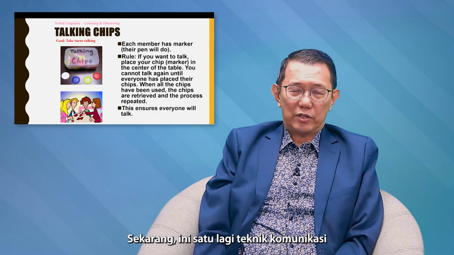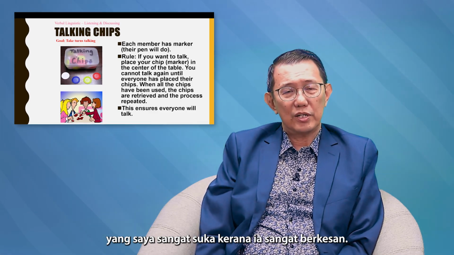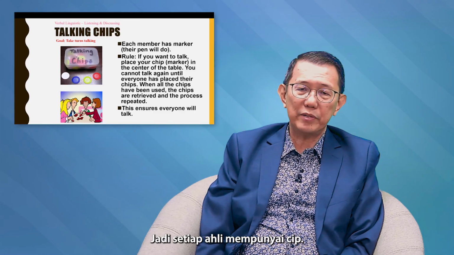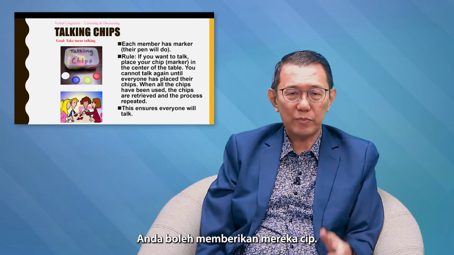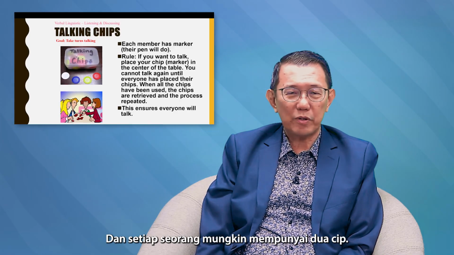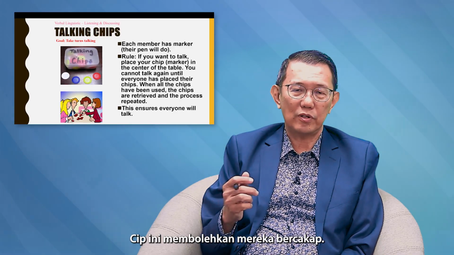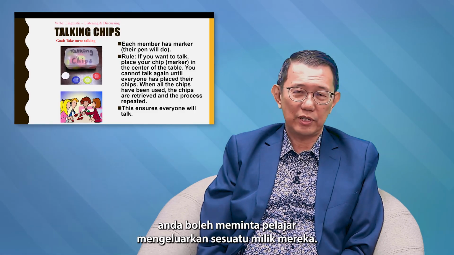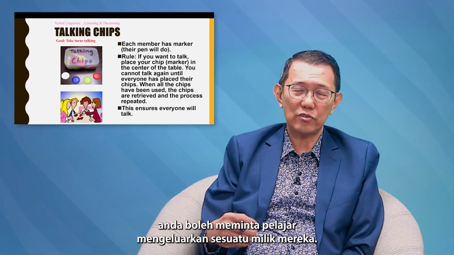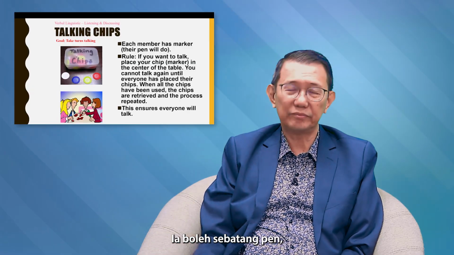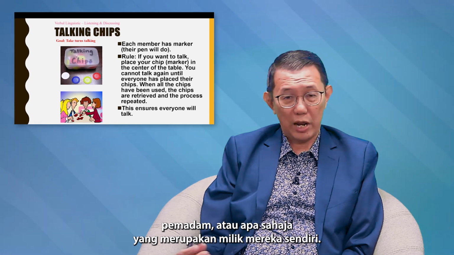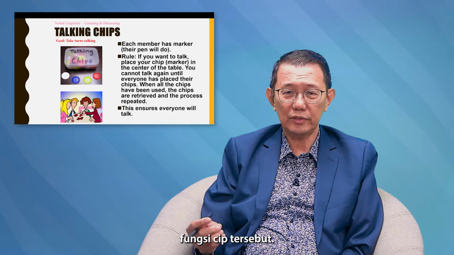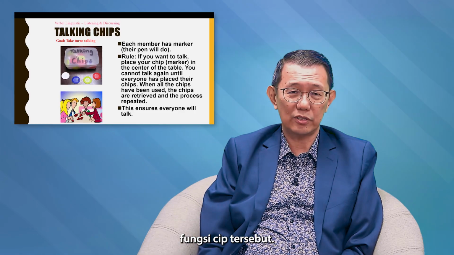Now, here's another communication structure which I love because it is so effective. It is called the talking chips. So every member has a chip. You can give them a chip, and each of them has probably 2 chips. This chip is to allow them to talk. Now, if you don't have chips, you can just ask the students to take out something they own. It could be a pen, it could be a rubber, or whatever it is that is their own, to represent or to take the part of the chip.